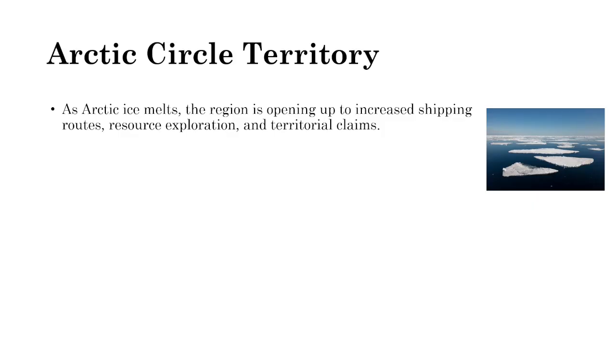So the first one is the Arctic Circle territory. The Arctic ice has been melting at high rates recently, opening up the region to increased shipping routes because the water is available to put your boat or your vessel on. There's also room for resource exploration and, of course, territorial claims. Who owns this ocean that has so much resources in it?